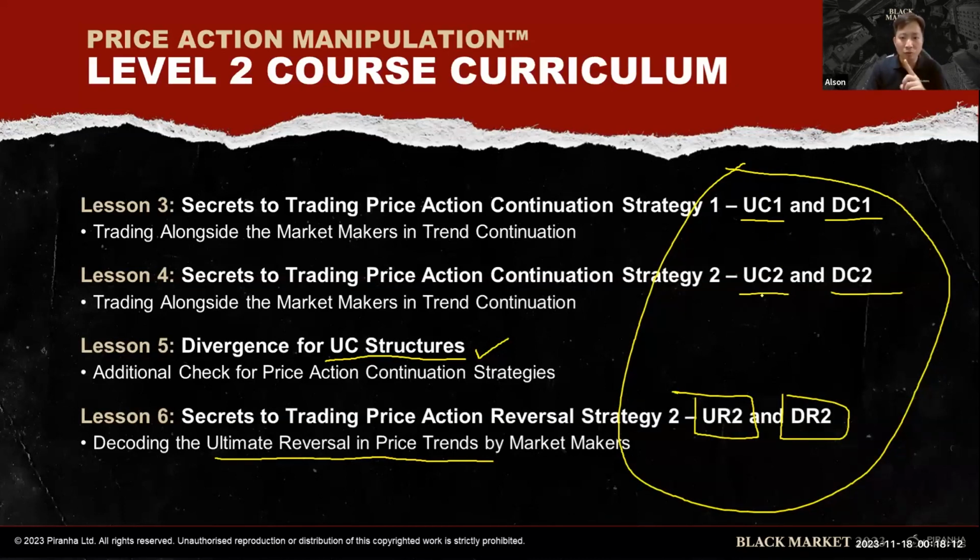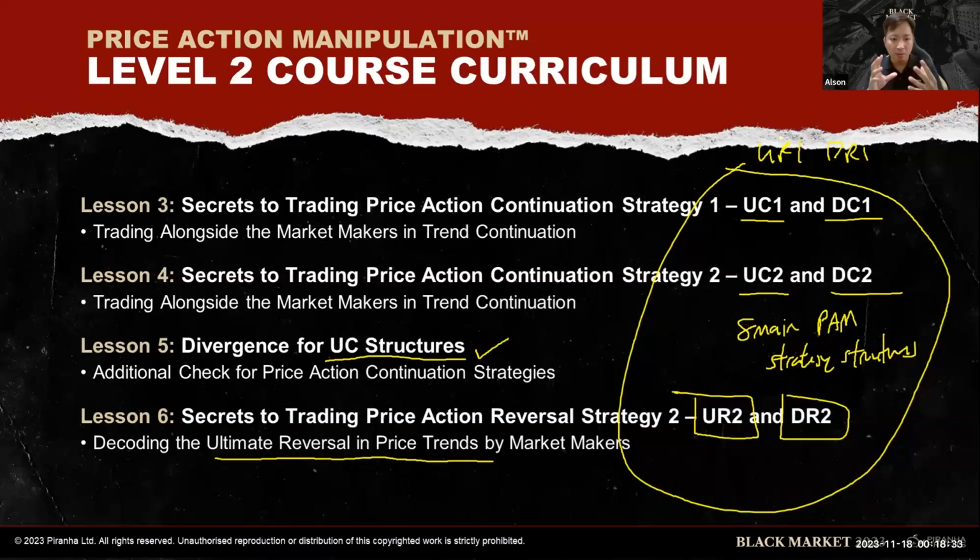In level 1 and level 2, altogether there are 8 main PAM strategy structures. You have your UR1 and DR1 in the level 1 course, bullish and bearish four-strike as well. So these are all our core, main, very potent, high-probability strategies that will teach you how to trade in any market condition.